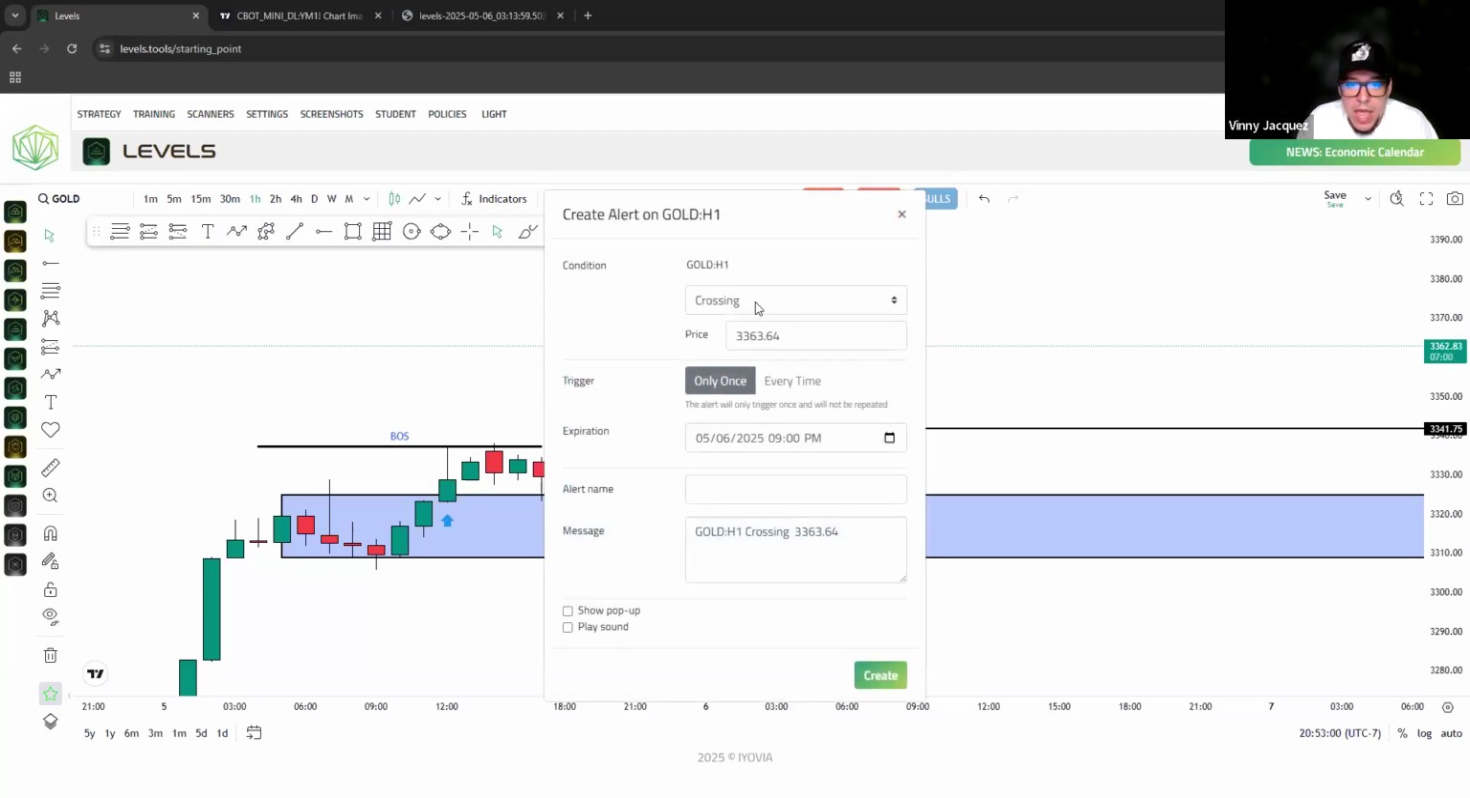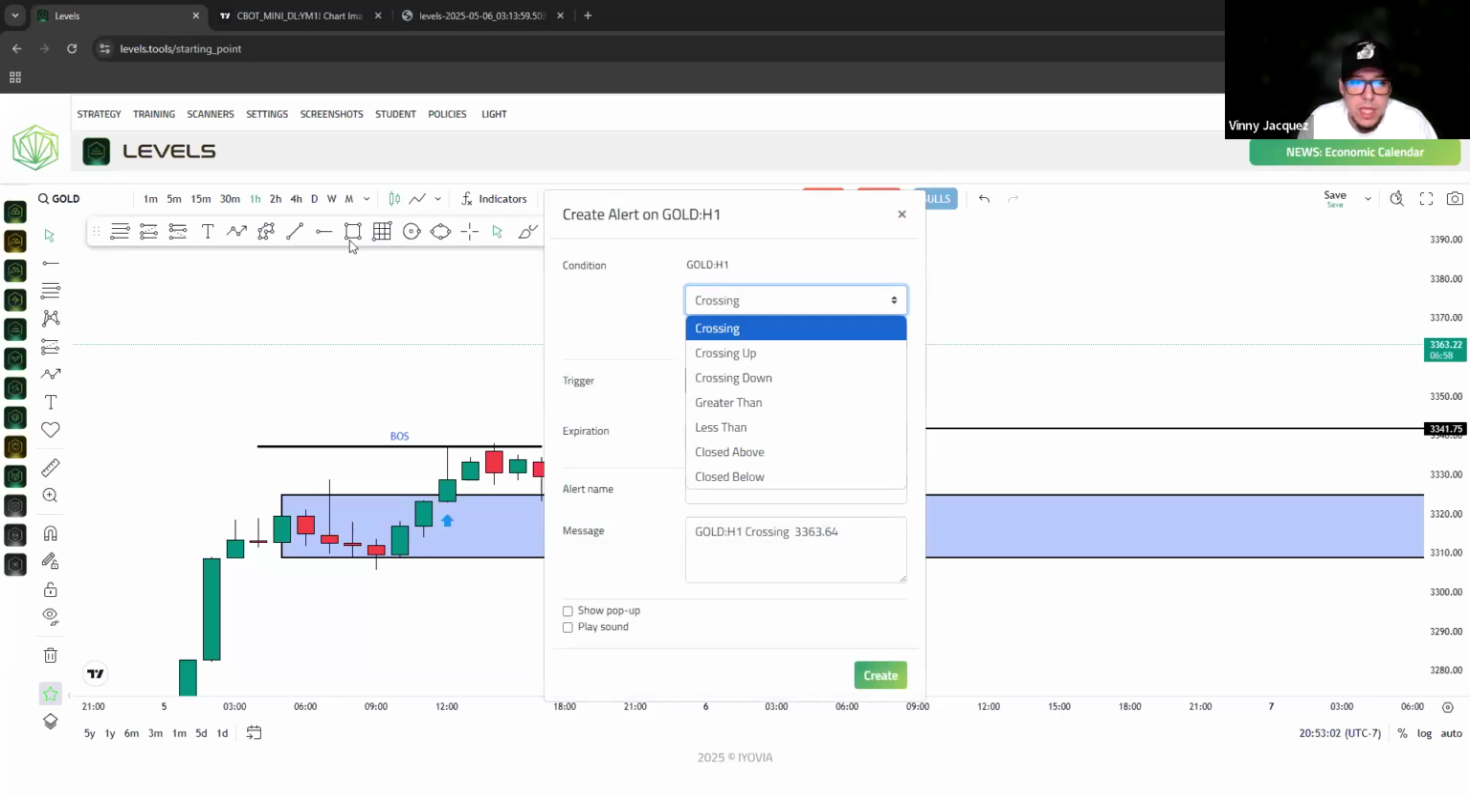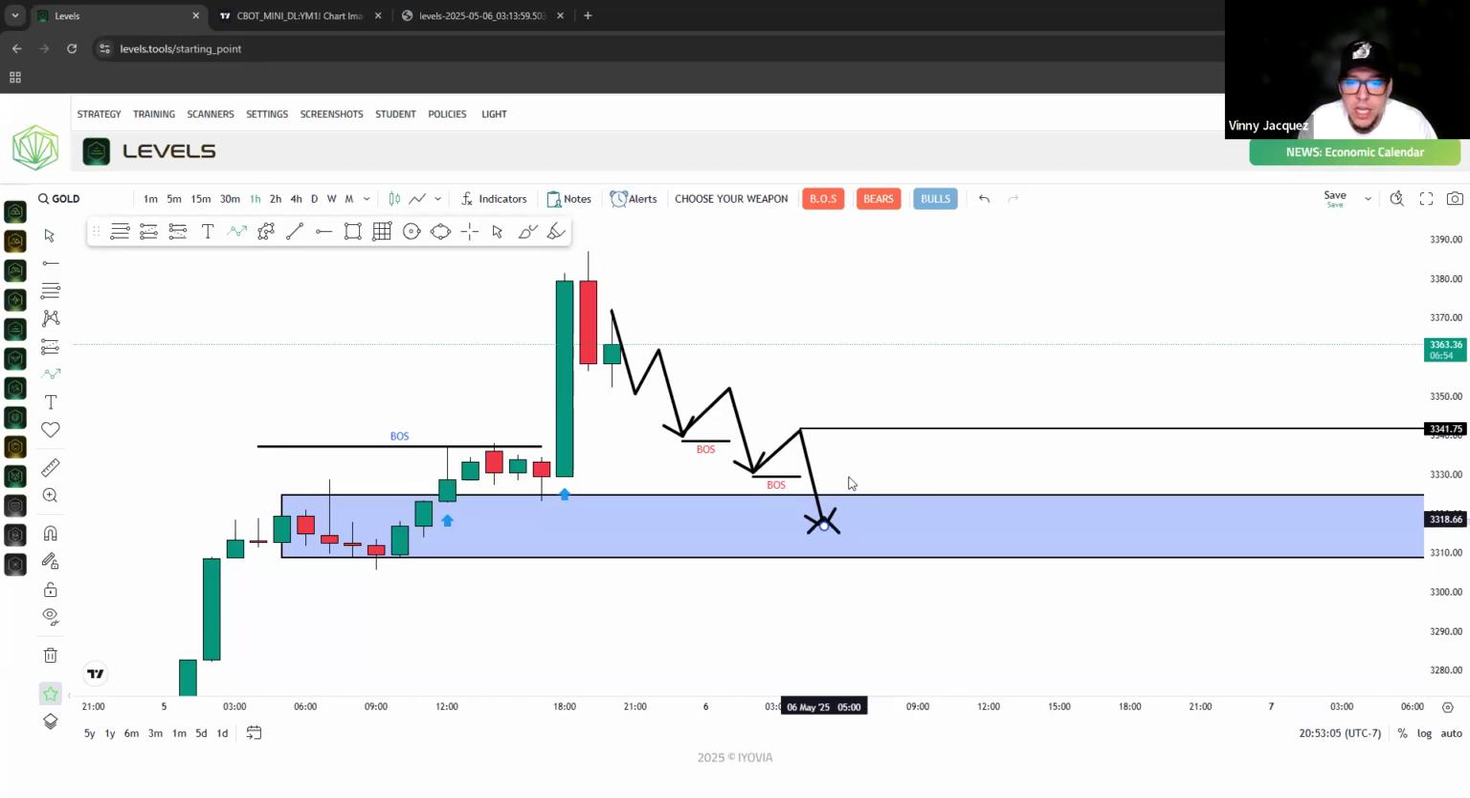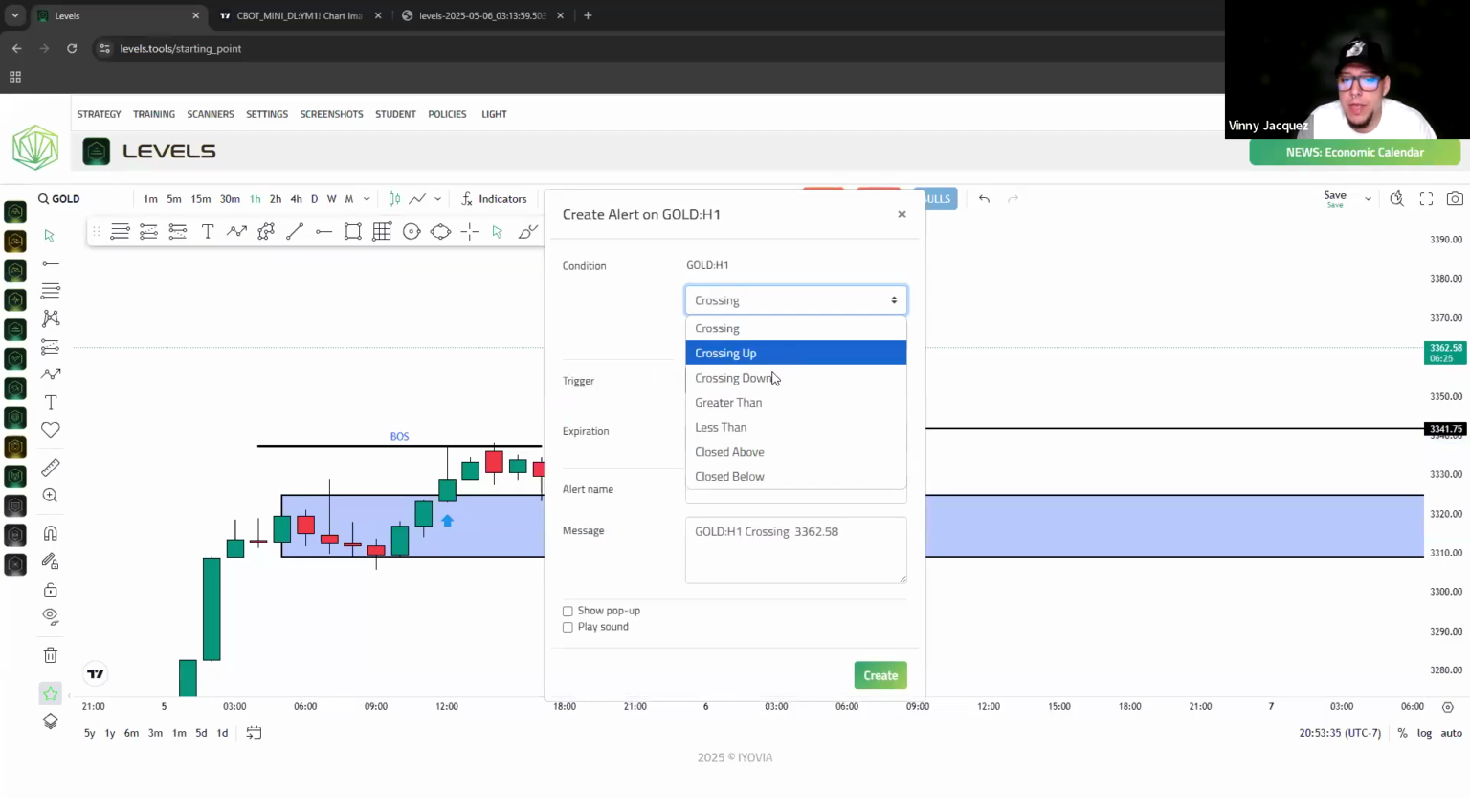Alerts. It has a crossing, which means as soon as the market touches and crosses this line, you will be notified. But does that confirm anything just because the market touched and crossed over? No. We need the market to break and close above. Just because the market touched it doesn't mean we're looking for buys yet. Even if the market was up here, if that candle closes down here, we're not looking for buys yet. Crossing up and crossing down is what we want. That's how you do it.